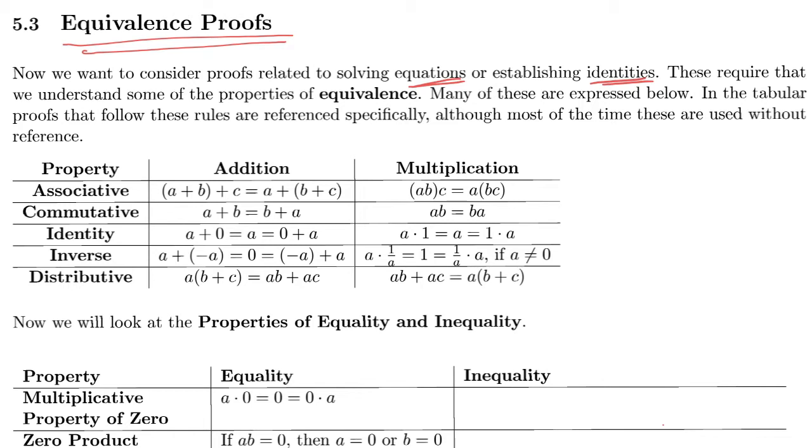And in tabular proofs, the ones that we're going to use here, the rules are referenced very specifically. We are going to identify what the rules are very specifically. Although, like it says right here, and I really appreciate this comment, most of the time, these properties are used without any reference at all. We get very comfortable with these. We understand these quite intimately by the time we're well through high school. And so we apply them without reference. We don't even think about it.